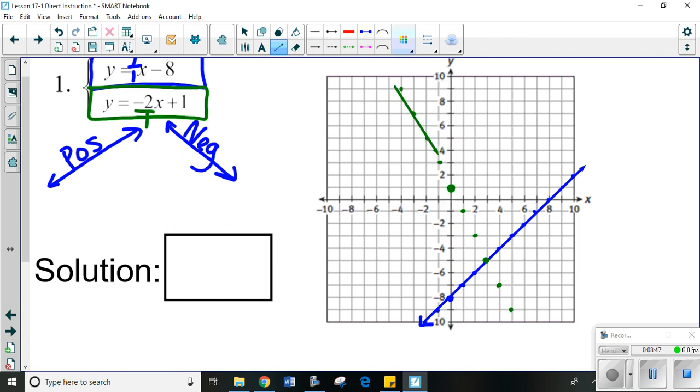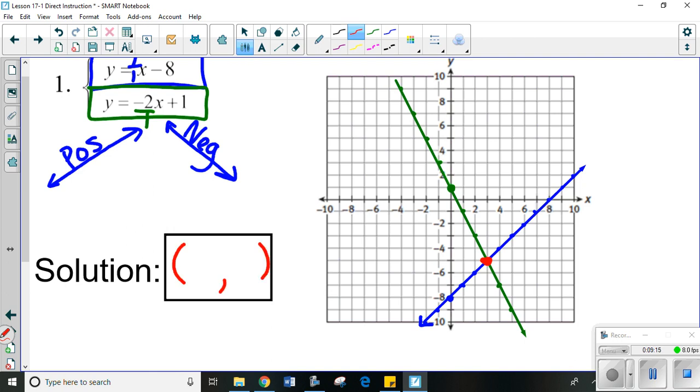Again, use your ruler to connect them. We want our lines to be perfectly straight so we can tell what our intersection point is. And it looks like my intersection point is right here, so that's one solution, but I need to say what that ordered pair is. X is always first, just like the alphabet, and then Y.